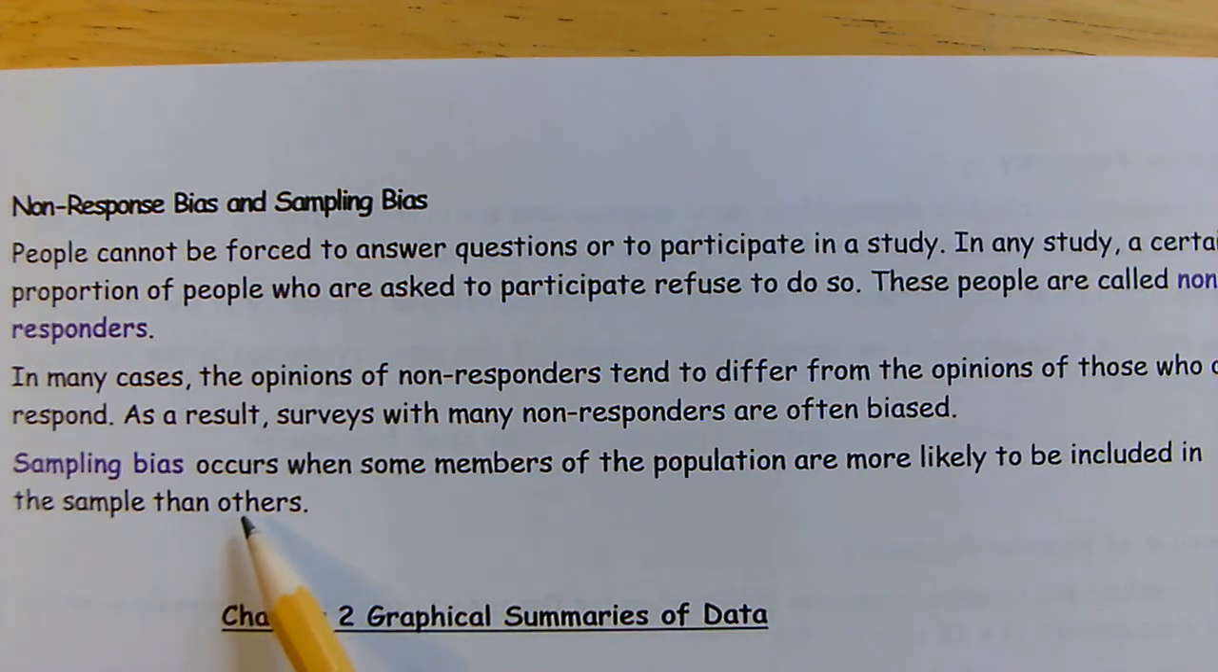Sampling bias occurs when some members of the population are more likely to be included in the sample than others. It's not a fair sampling of the entire population.